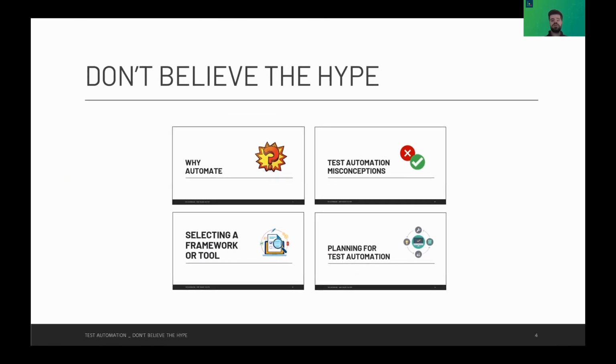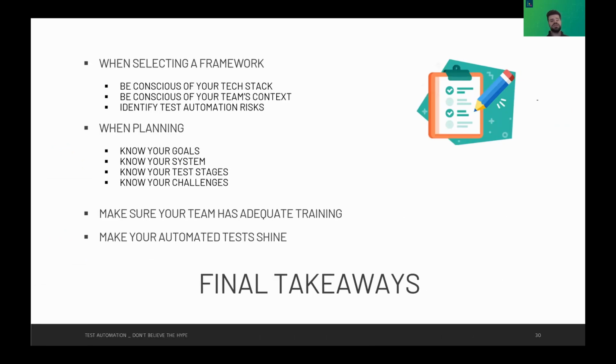And this is it about planning for test automation. So now some final takeaways. So when selecting a testing framework, a test automation framework, be conscious of your tech stack, be conscious of your team's context as well, and identify your test automation risks. And then when planning, know your goals, know your system, know your test stages, know your challenges. This is all we've been through in this presentation. And then make sure your team has adequate training.